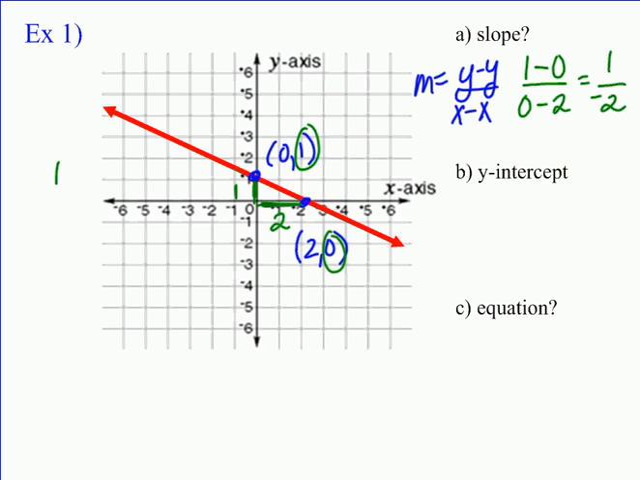So again, if you were going to write 1 over 2, but you have to remember, this is a downhill graph as we read left to right, so that's what makes it negative. So it'd be negative 1/2, and that's our slope so far.